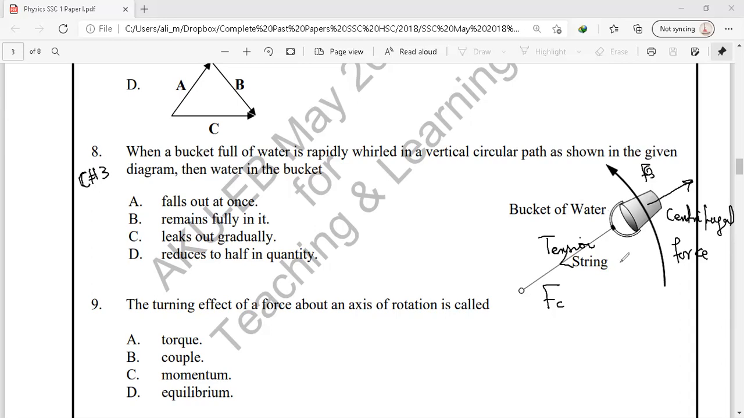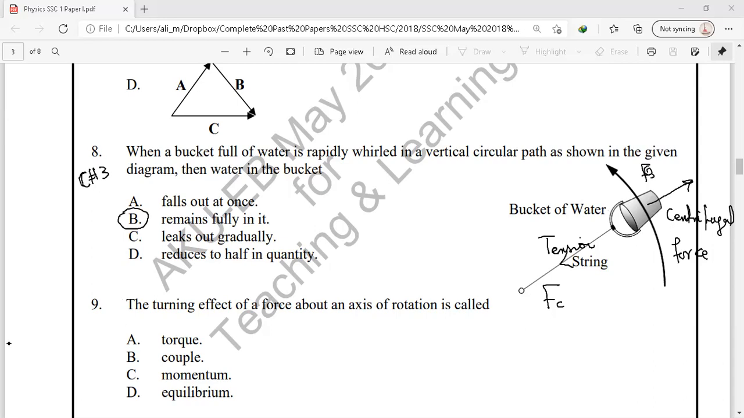तो इस बकेट के अंदर जो वाटर मौजूद है वो बकेट के अंदर वाटर के ऊपर सेंट्रीफ्यूगल फोर्स अप्लाई होगी जो कि इस बॉडी को या इस वाटर को इस सर्कुलर पाथ में ही मूव करवाएगी. बकेट में से वाटर फॉल नहीं करेगा. It will remain fully inside the bucket. So the correct option for this question is option B.